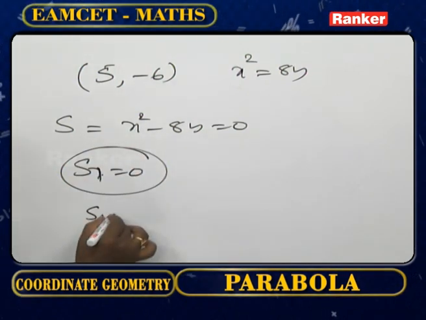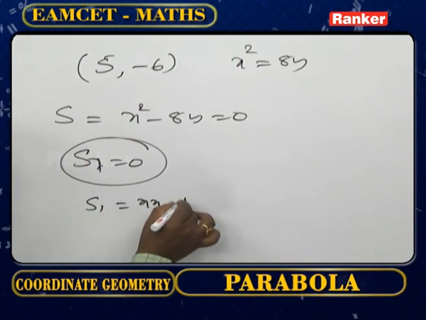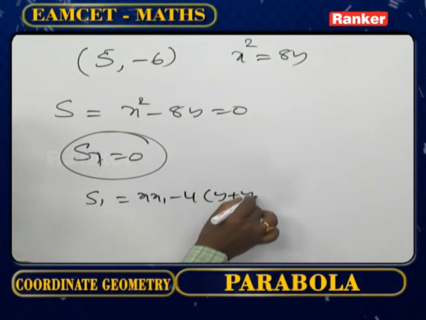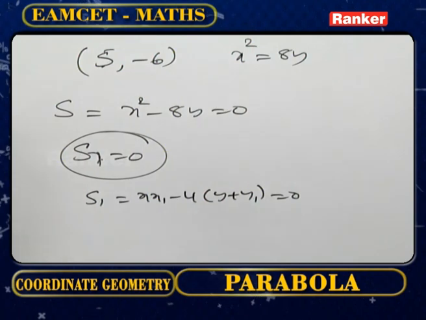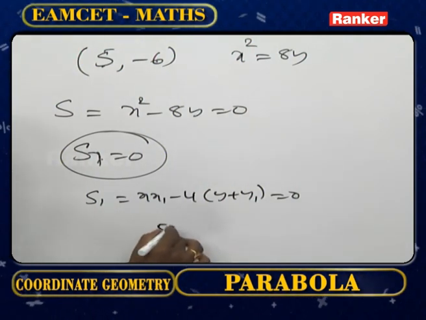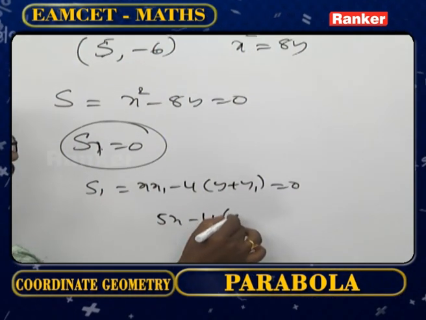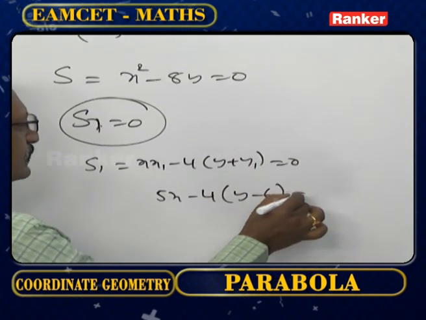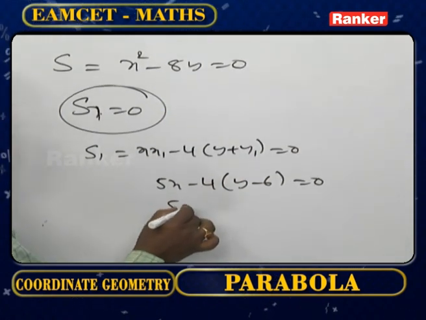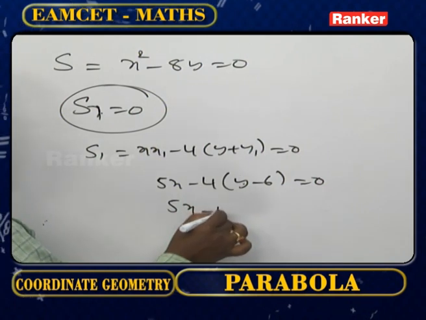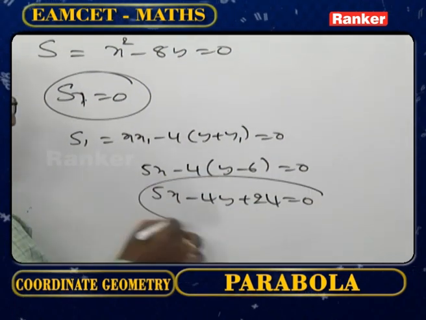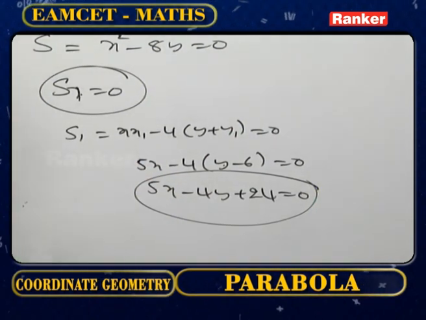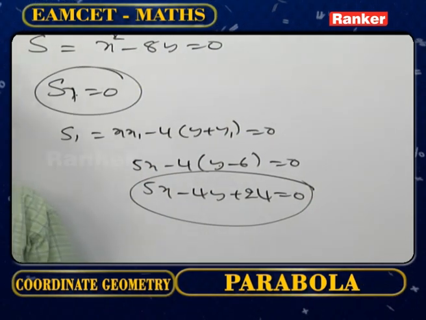Now S1 equals xx1 minus 4 into (y plus y1) equals 0. But the point (x1, y1) is (5, minus 6). Substituting, 5x minus 4 into (y minus 6) equals 0. Further simplifying, we get 5x minus 4y plus 24 equals 0. Now the required answer is 5x minus 4y plus 24 equals 0. Fourth option.